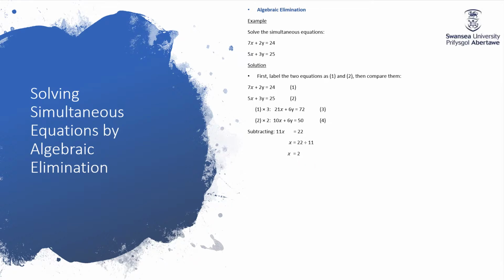Next, we need to substitute that x equals 2 into one of the equations. So now you can see that's what I've done. I picked equation 1, equally you could have picked equation 2, and I've substituted the 2 in. So therefore we have 7 times 2, because it's 7x, plus 2 by y, and that should equal 24. So we have 14 plus 2y equals 24. Then we take 14 off both sides, so it's 2y equals 24 minus 14, which is the same as 2y equals 10. We divide both sides by 2 to give us y equals 5. So therefore we have our pair of solutions of x equals 2 and y equals 5.